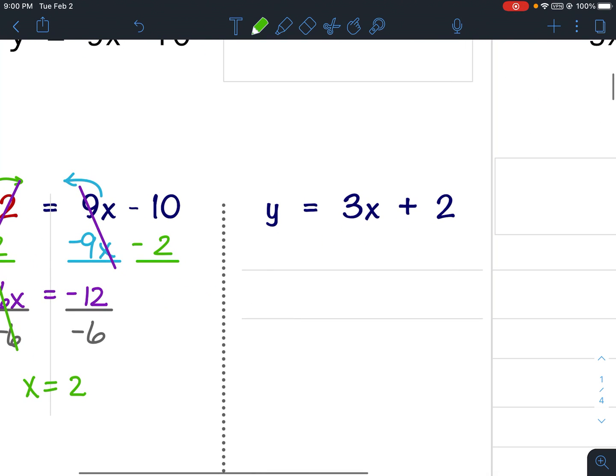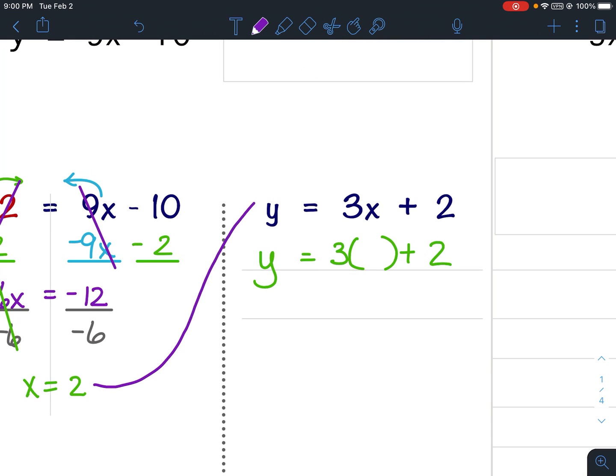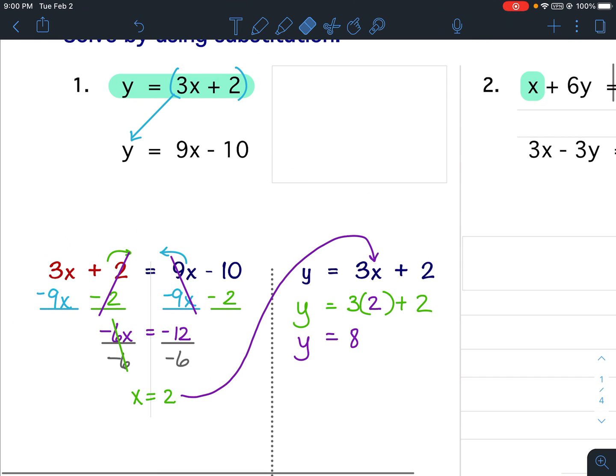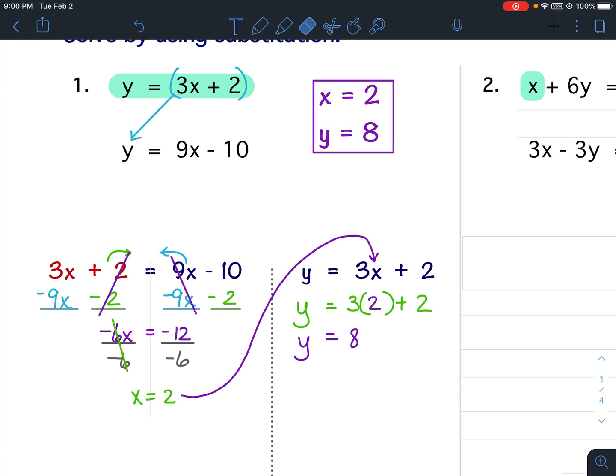And now I'm going to fill in that 2 for the x. So wherever I have the x, I'm going to put parentheses. So this will go in for that x. Put a 2 here. 3 times 2 is 6. 6 plus 2 is 8. All right, so my final answer then would be written as x equals 2, y equals 8.